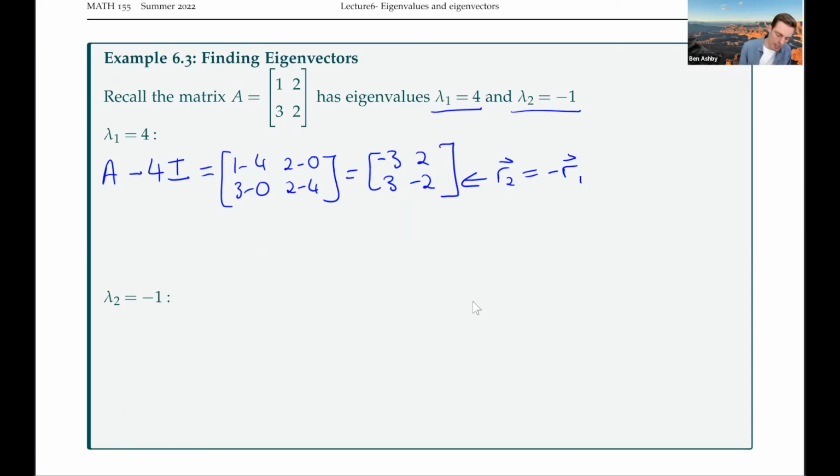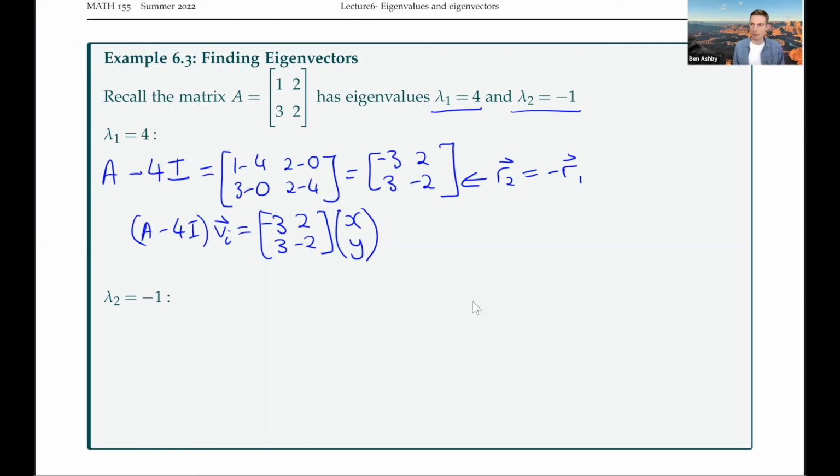So that means that if we take (A minus 4I) times our eigenvector, which we don't know yet, so it's called Vi, that's just going to equal the matrix minus 3, 2, 3, minus 2, which we found on the row above, times our eigenvector. So let's just, for argument's sake, call the elements of this x and y.